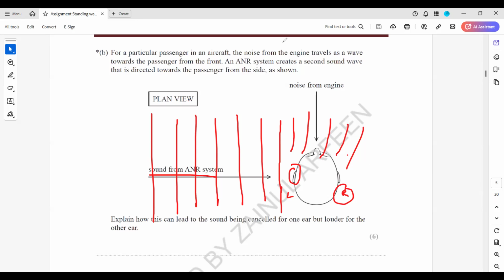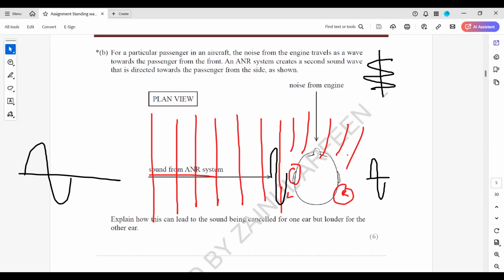The intensity of the wave will decrease. So the intensity of the wave at this point will be different from the intensity of the wave at the right hand ear. The noise from the engine has a constant amplitude. So when they meet each other, they will cancel out because they have the same amplitude. But when the noise from the engine meets the right ear and the wave from the ANR system after diffraction, it cannot cancel out completely.